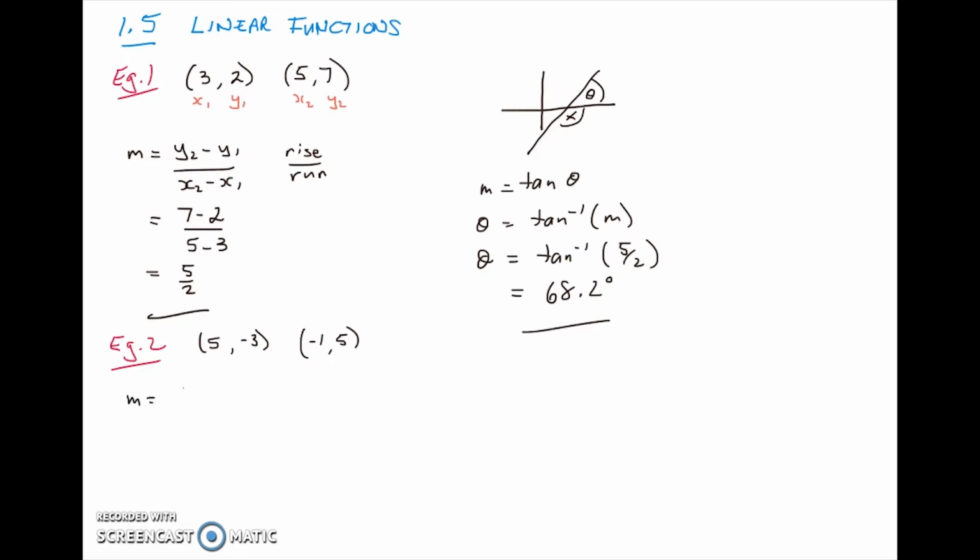We've got m is equal to y2 take y1 over x2 take x1. We're just going to identify one of those points as being the x1, y1 and x2 and y2. Okay, make sure you're consistent. So we've got 5 take away -3, which becomes 5 plus 3, over -1 minus 5, and that leaves us with 8 over -4, which is -2.